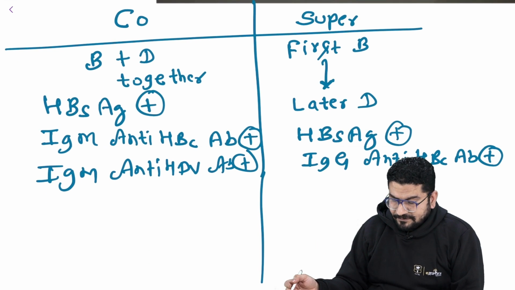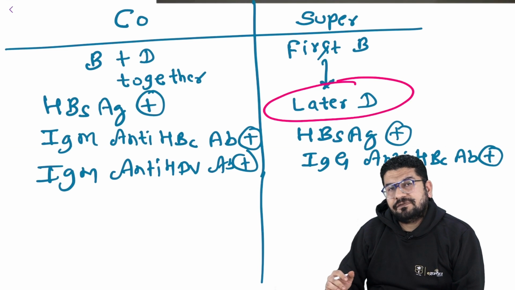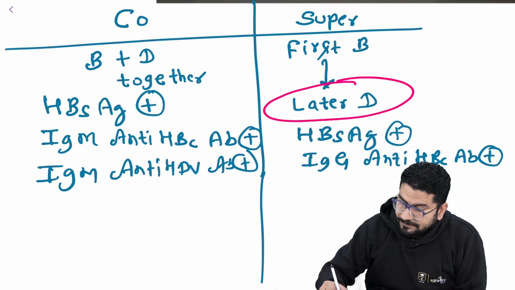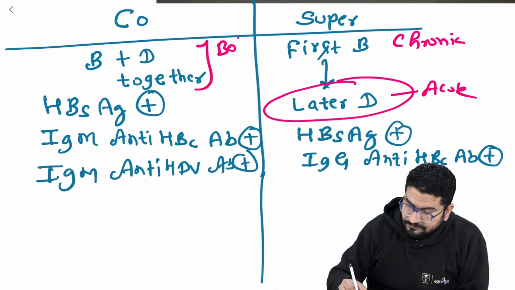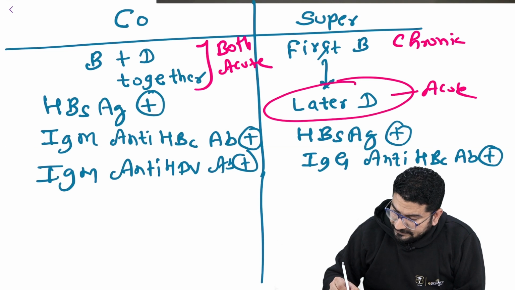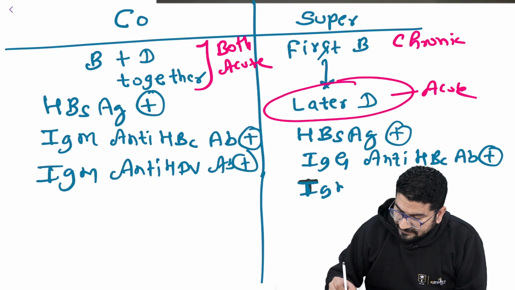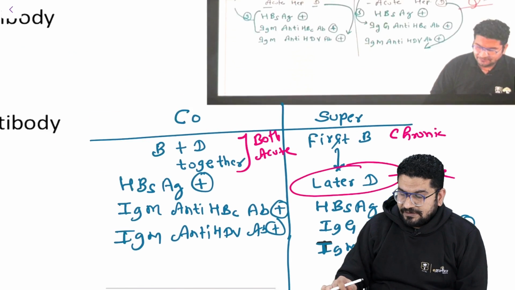So this is chronic hepatitis B, but later on it is D. Later on, there is an opportunistic infection by hepatitis D. So B is now chronic and D is now acute. So this will be chronic plus acute D. We write the same way: IgM anti-HDV antibody positive. The same thing I have discussed.